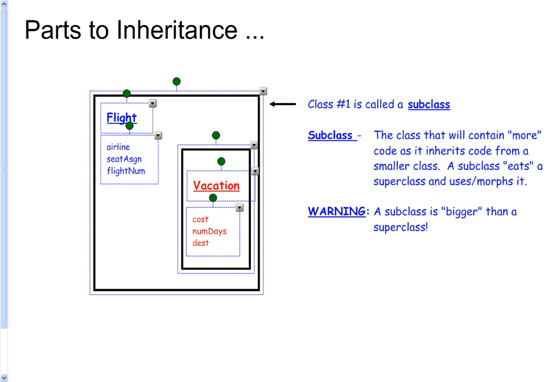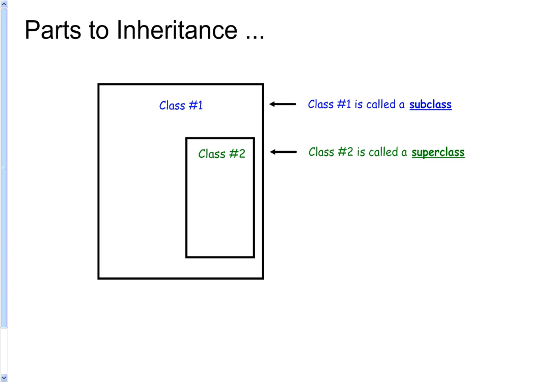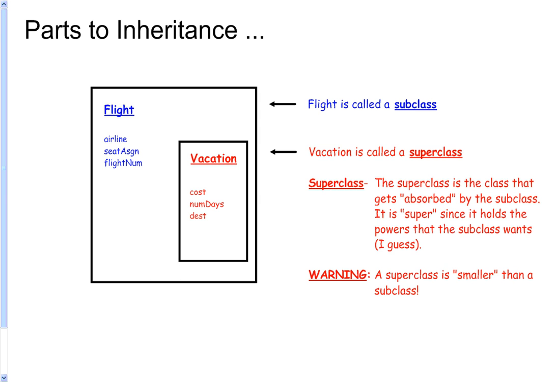All right, so what we have is just a little diagram here. We have a subclass is the larger, a superclass is the smaller, so that's just something to keep in mind as we work through this. Flight is a subclass, and vacation is the superclass. So the superclass is the one that gets absorbed. The superclass is the one that gets transferred over to the other one.